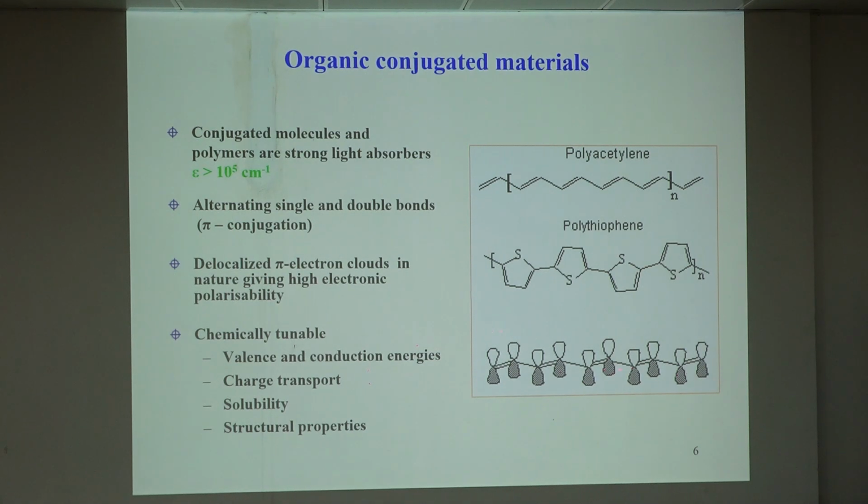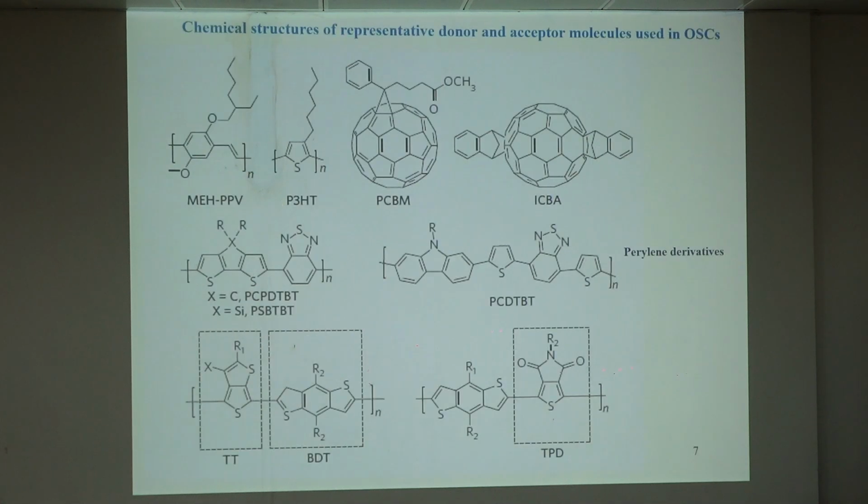So this is the importance of choosing conjugated molecules in the case of your organic solar cells. If you make this compound, we can tune your valence band and conduction band. Band gap can be reduced. We can tune good electron transport, solubility, and structural properties. All these properties are very important from the application point of view.